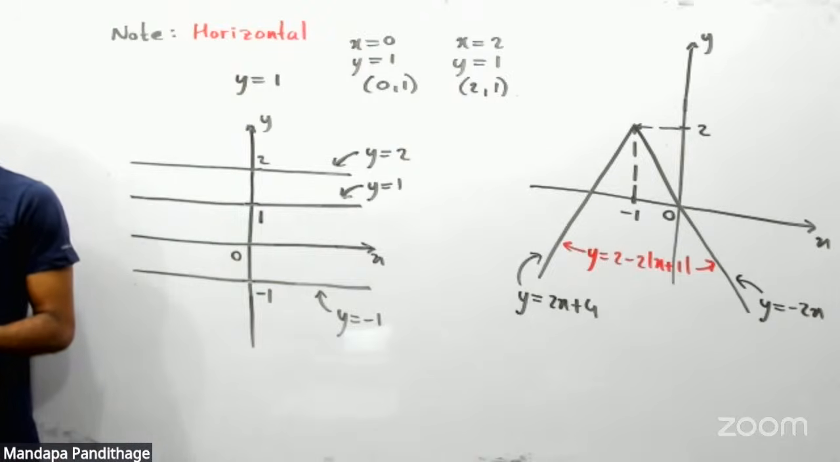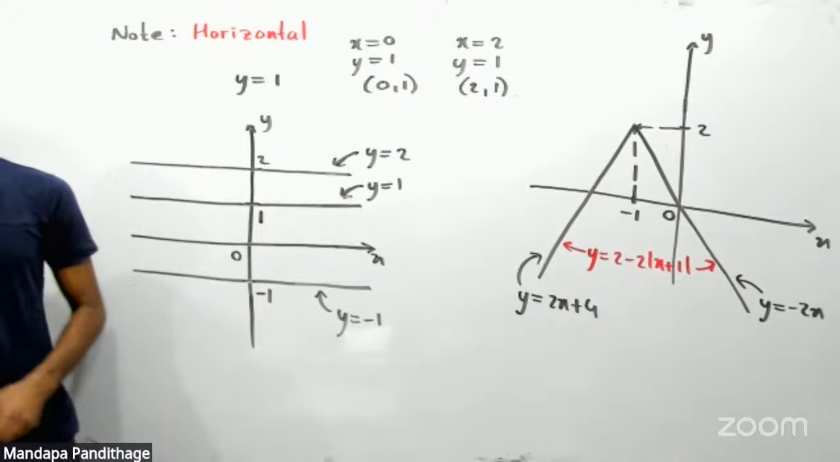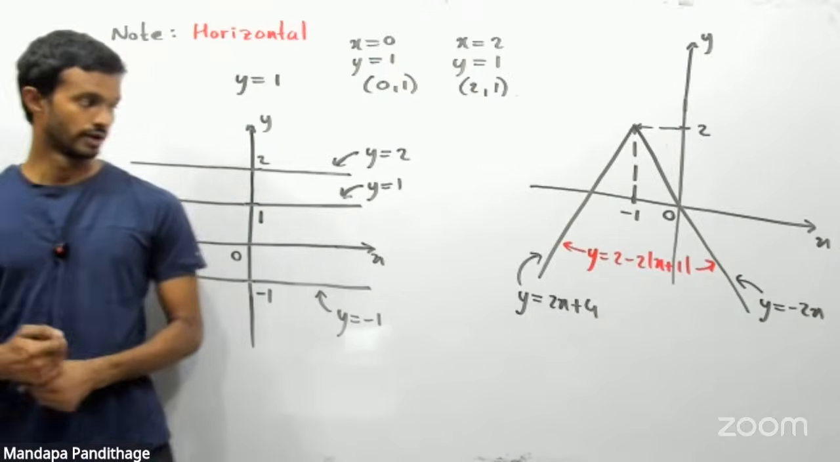Horizontal straight lines parallel to the x-axis. Okay. Write it this way. A small thing. Write it this way.